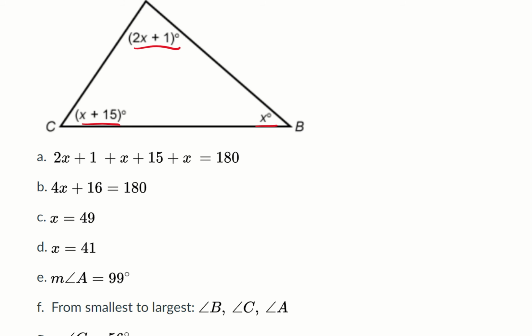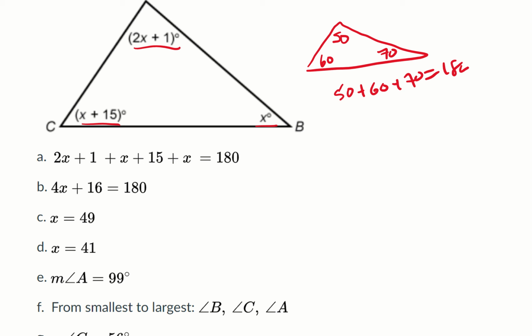Remember, the triangle angle sum theorem states that if you add any 3 angles in a triangle, they add to 180. So if this were 60, this were 50, well then that would mean that this is 70. Okay, so 50 plus 60 is 110, 110 plus 70 is 180. So this always works for any triangle. So that means if we add these 3 angles, this one is the first one, this one is the second one, this one's the third one, they will add to 180. So that's true. So we'll circle that and check it.